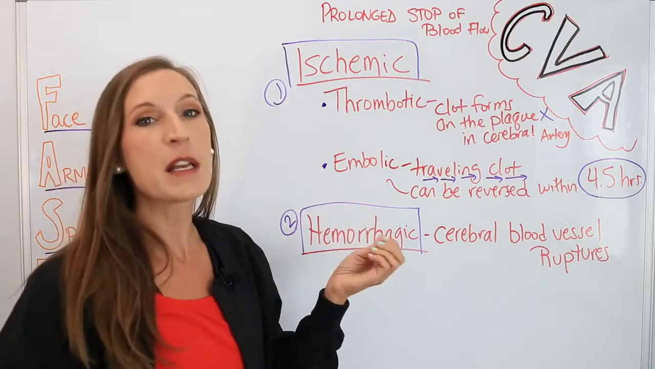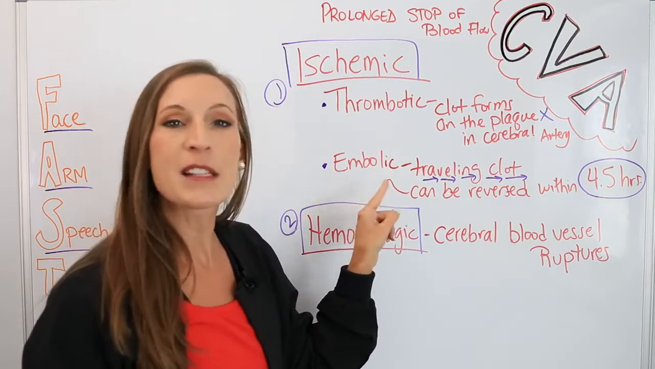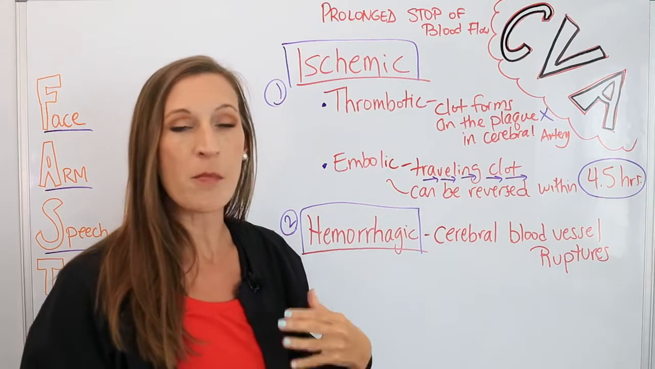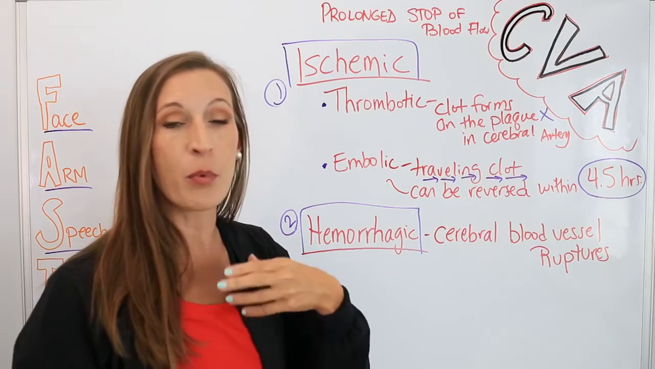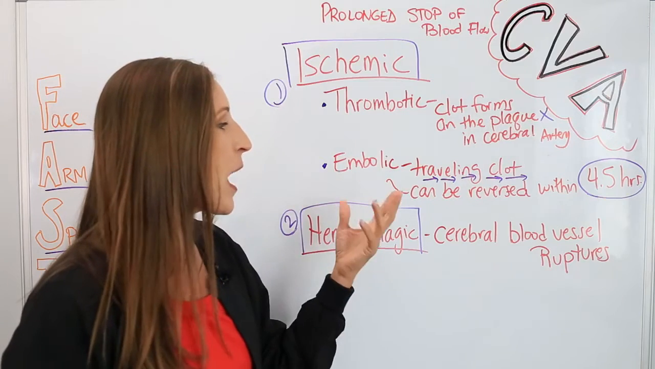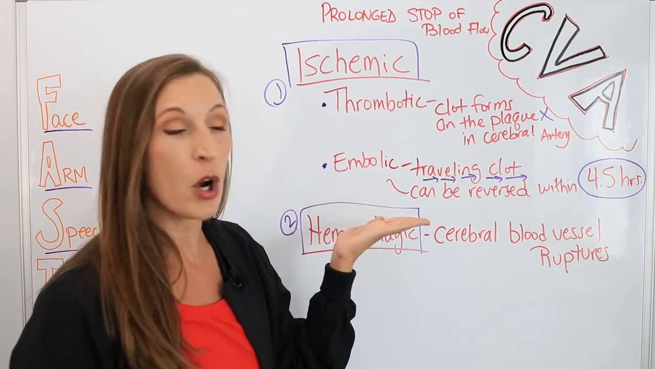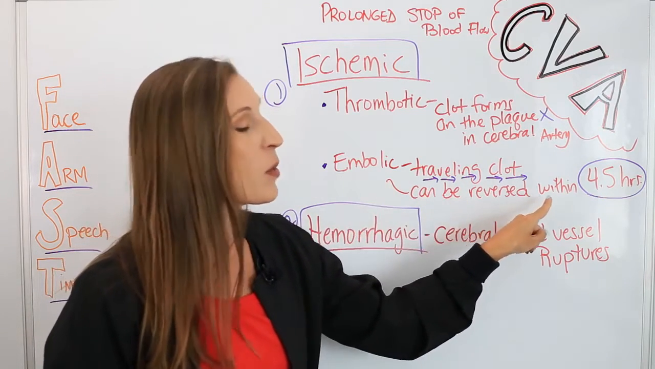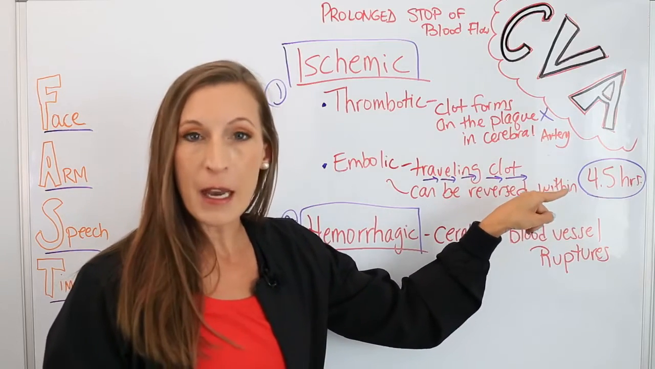The next one is an embolic, and this one's the more common one. The embolic is a traveling blood clot. It is an embolism that has broken off from maybe that carotid artery that has plaque buildup, and then it travels to the cerebral artery and causes a stroke. However, this one can be reversed within 4.5 hours with the TPA medication.